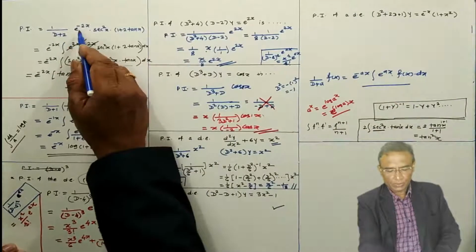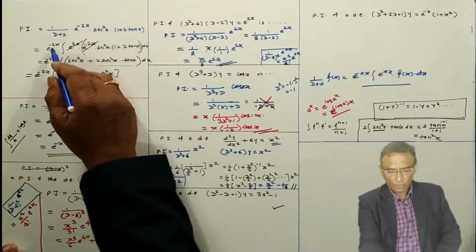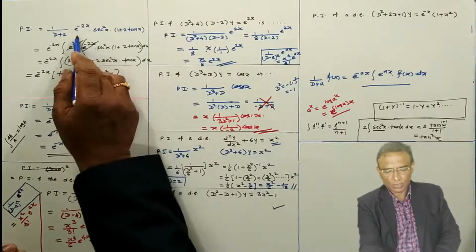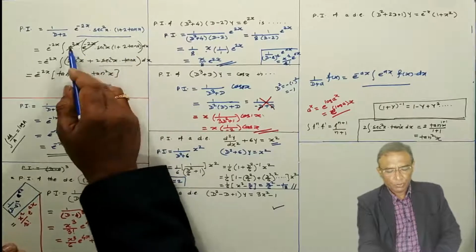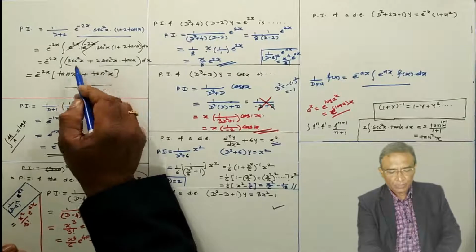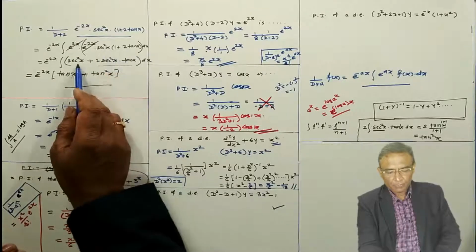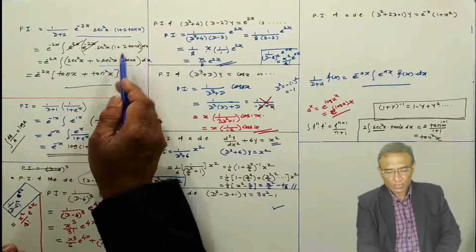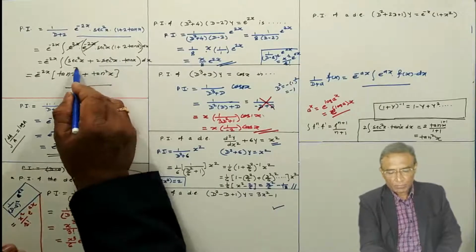1 by D plus a: e to the power minus 2x, e to the power minus ax integral e to the power ax, and like this function. Okay, e to the power 2x and e to the power minus 2x will get cancelled because e to the power 0 is 1. Sec square is remaining. Sec square into 1 is sec square, and sec square into 2 tan x, like this. Now take integration of these terms.